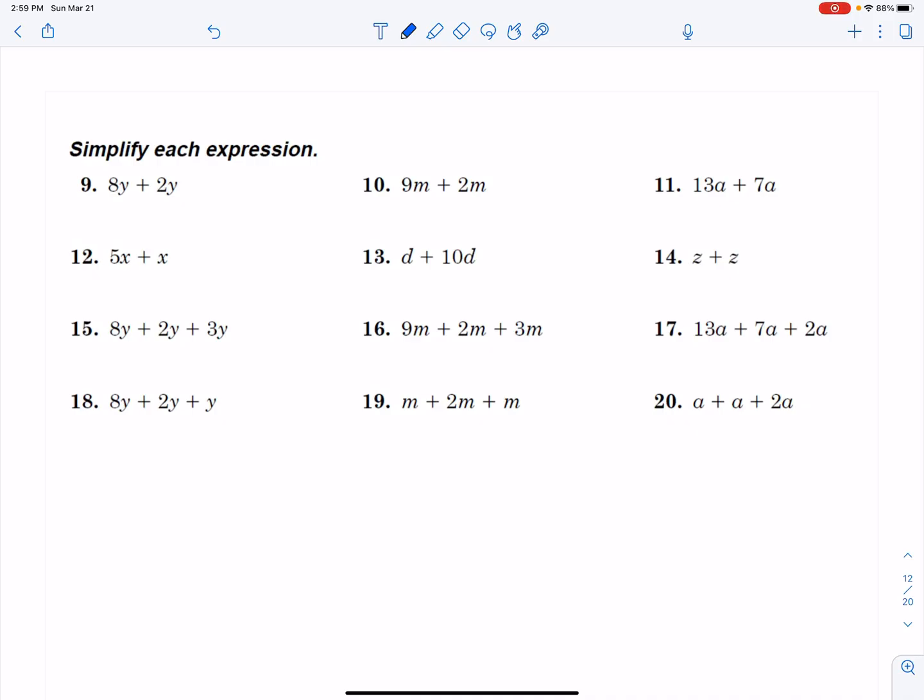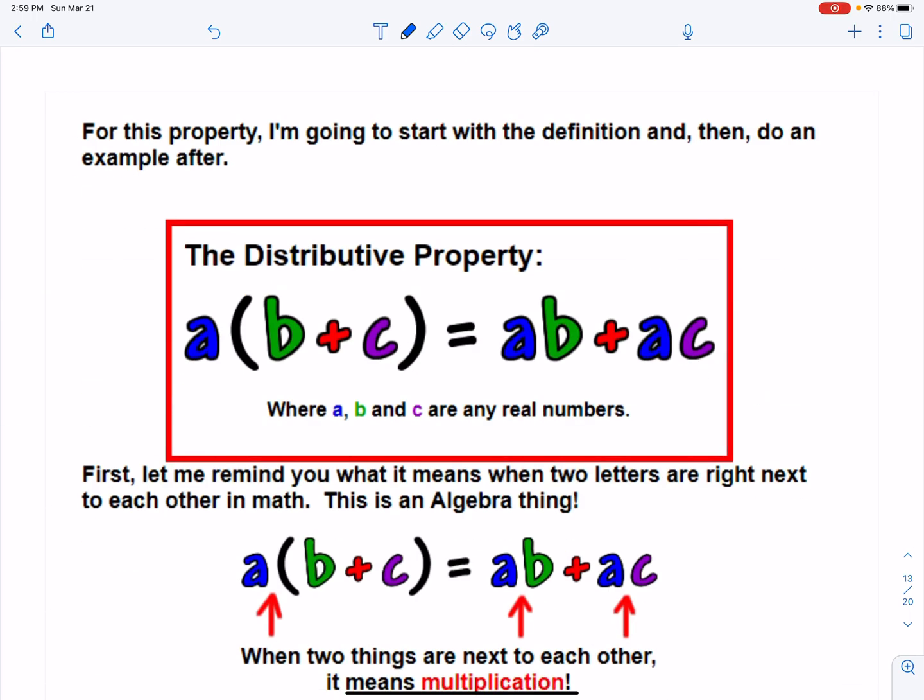Okay, so now let's talk about the distributive property. So for this property, I'm going to start with the definition and then do an example after. So the distributive property states A(B + C) is equal to A times B plus A times C, where A, B, and C are any real number. They can be anything. Okay?